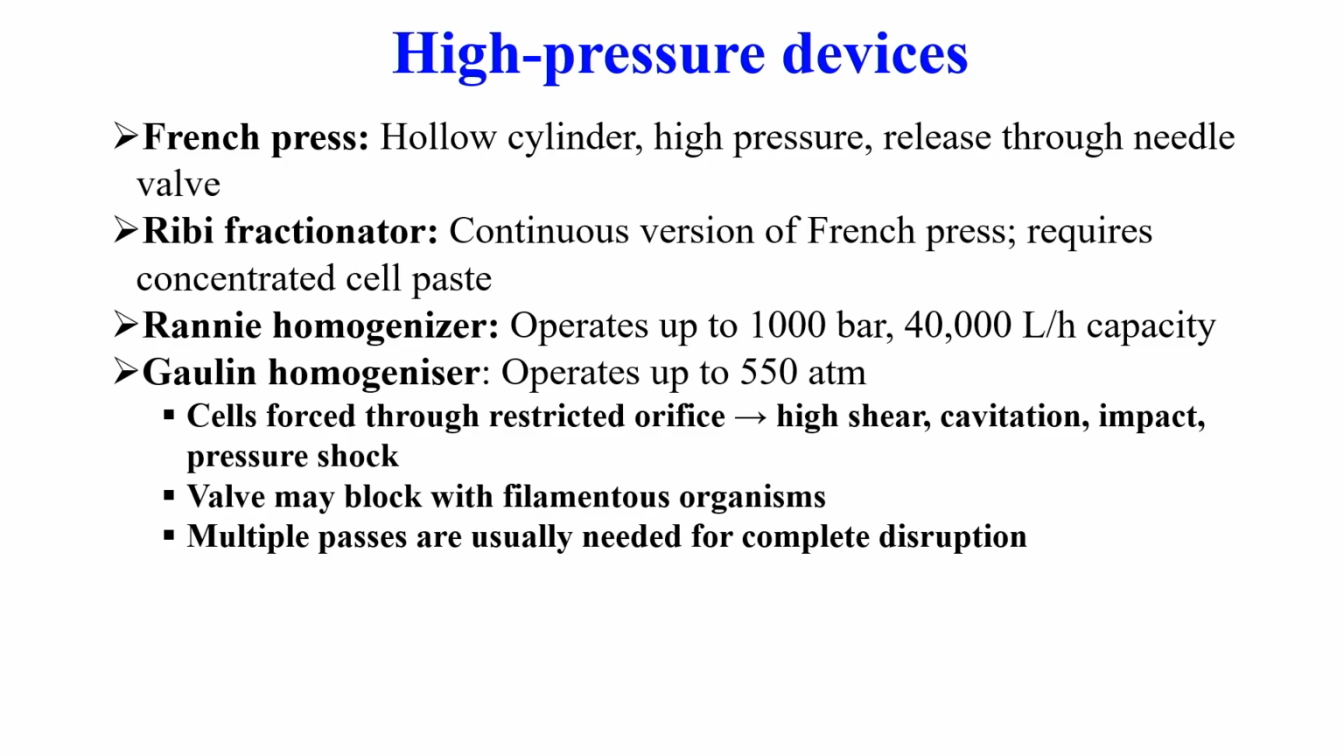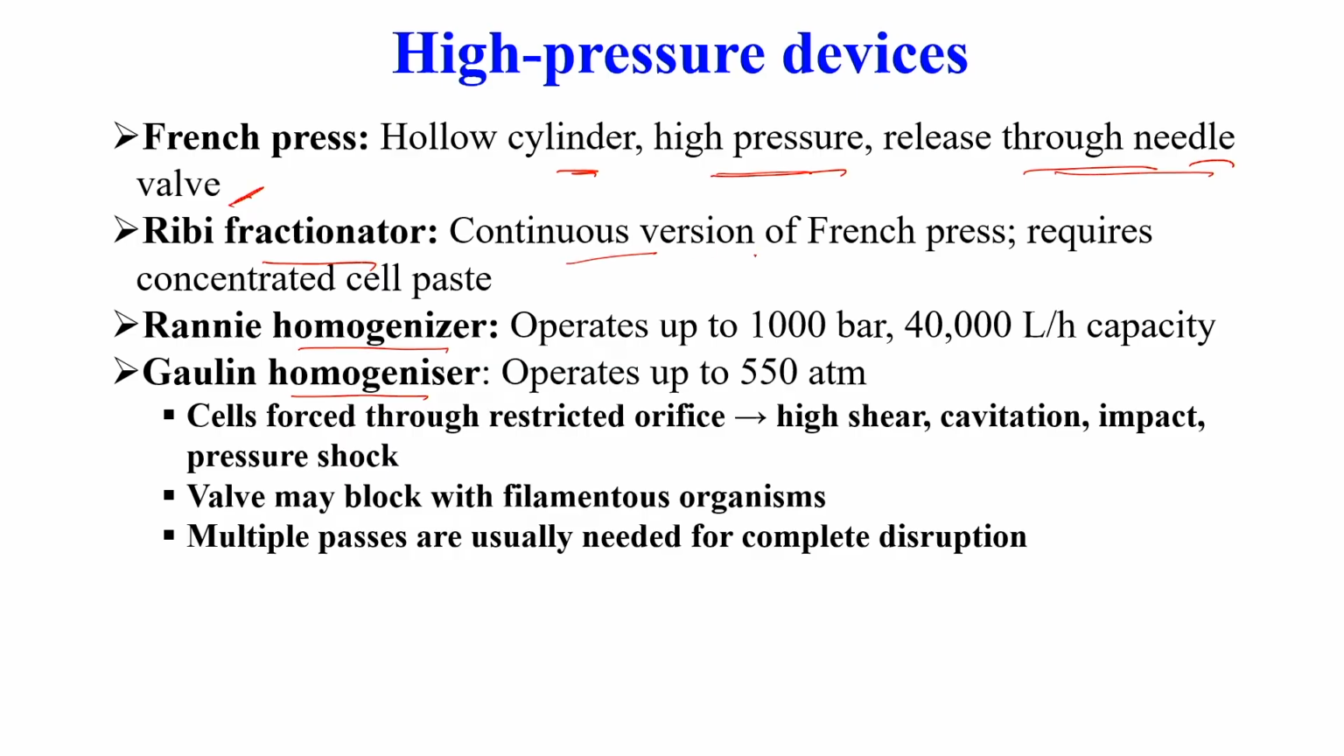Now, what are the high pressure devices? So, basically you can have the French press, you can have Rebe fractionator, you can have Rennie homogenizer or Gaulin homogenizer. So, basically you have to apply the high pressure. In case of French press, it is having a hollow cylinder. So, high pressure is applied and the liquid is passed through the needle valve. So, in that way there is a rupture of the cells.